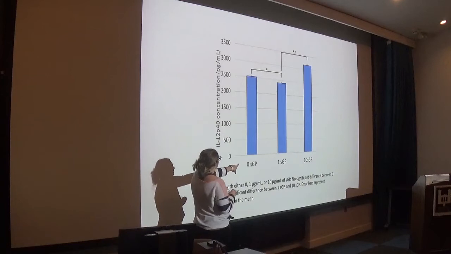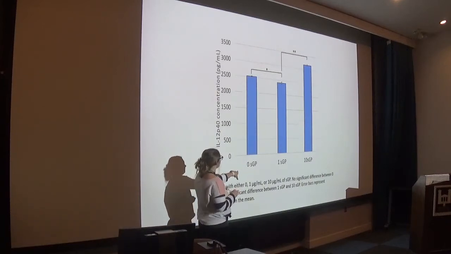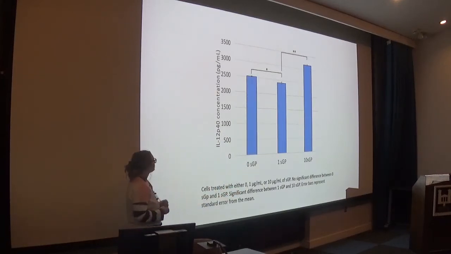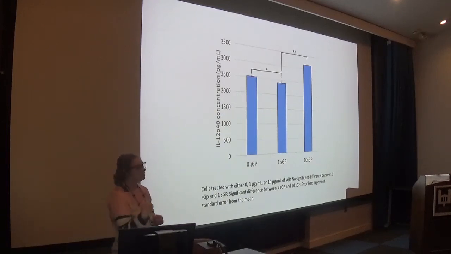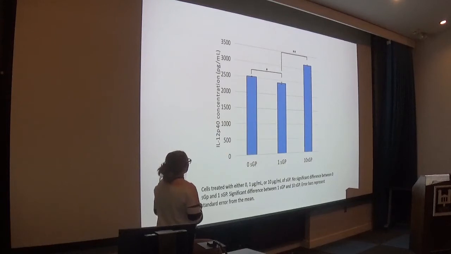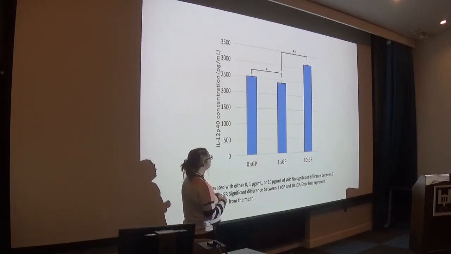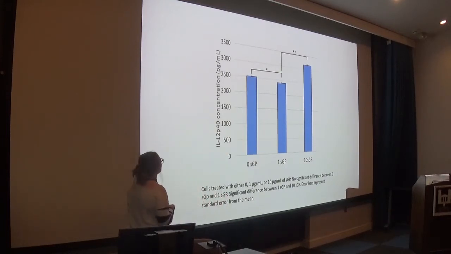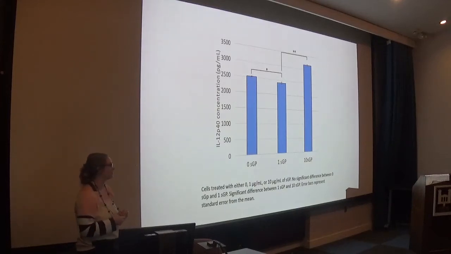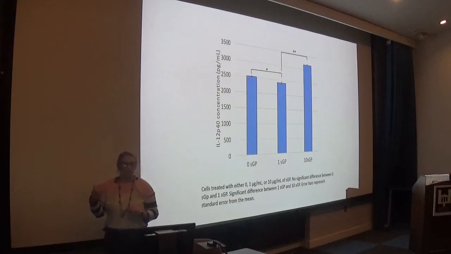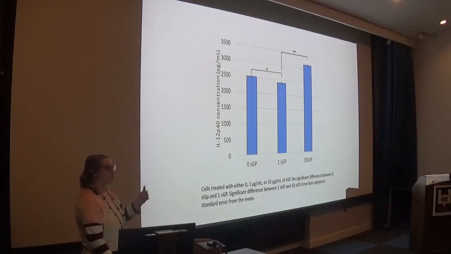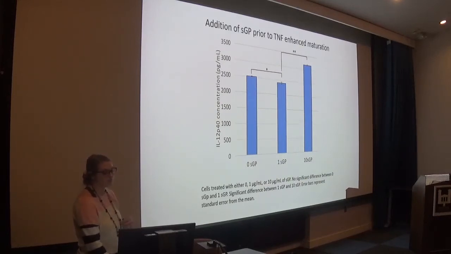So with 1 microgram per milliliter of sGP and 0 microgram, so just mature dendritic cells, there really was no significant difference in the production of IL-12. But then once you added 10 micrograms per milliliter of sGP, there was a significant increase in the production of IL-12 in the supernatant of these dendritic cells, indicating that there's more IL-12 being produced, so it's alerting these other cells. So it's maturing and enhancing the maturation of these dendritic cells.